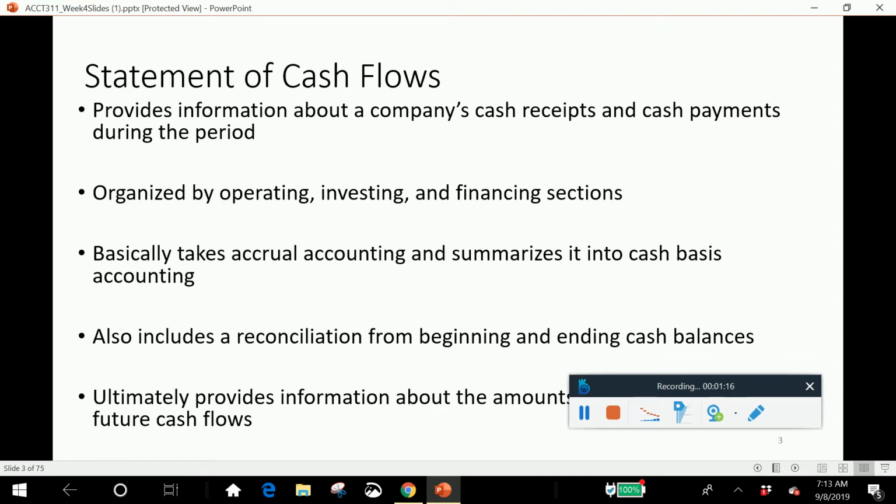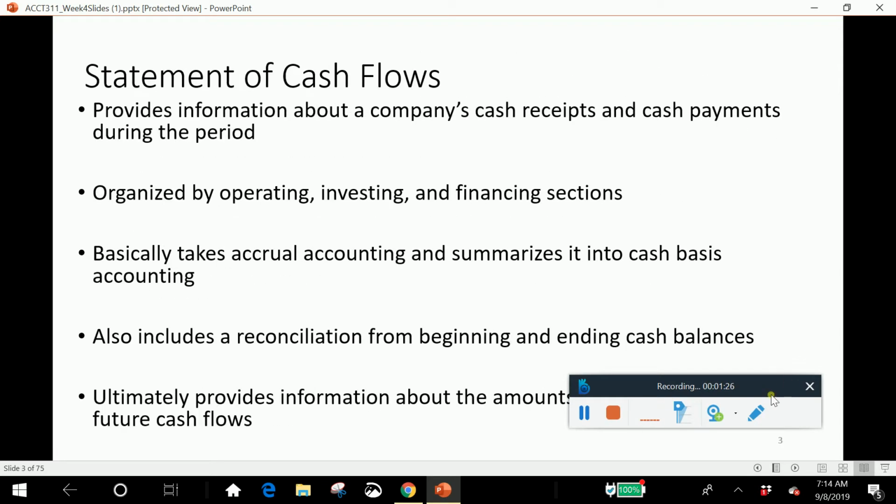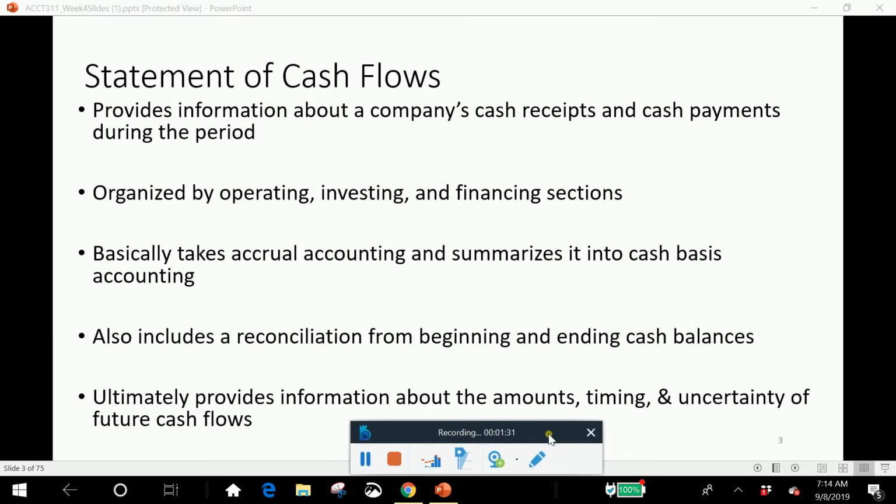So, the purpose of the statement of cash flows is really to provide information about a company's cash receipts and cash payments. It is organized into 3 sections: operating, investing, and financing. And what's really key about the statement of cash flows is that it basically takes accrual basis accounting, which we know is what's used to create our income statement as well as our balance sheet, and it summarizes accrual basis accounting into cash basis on the statement of cash flows.